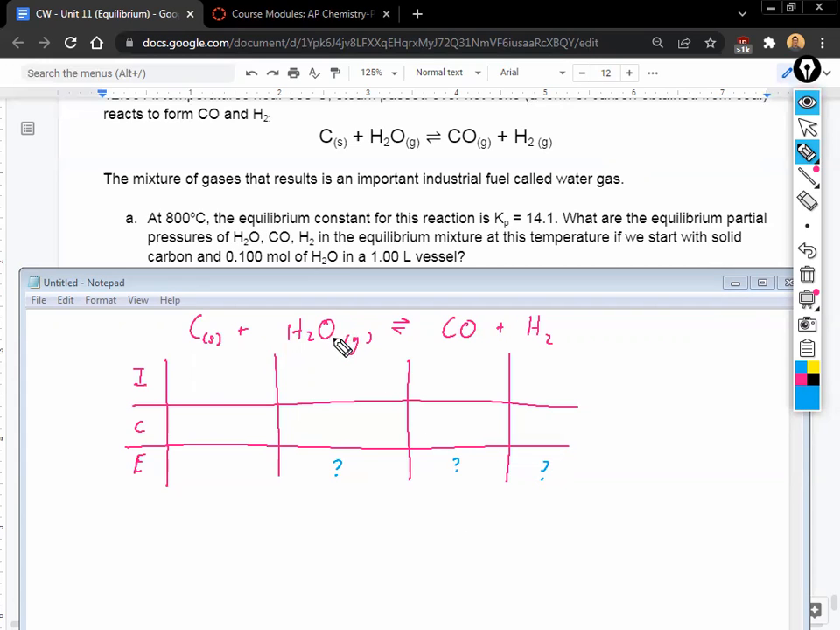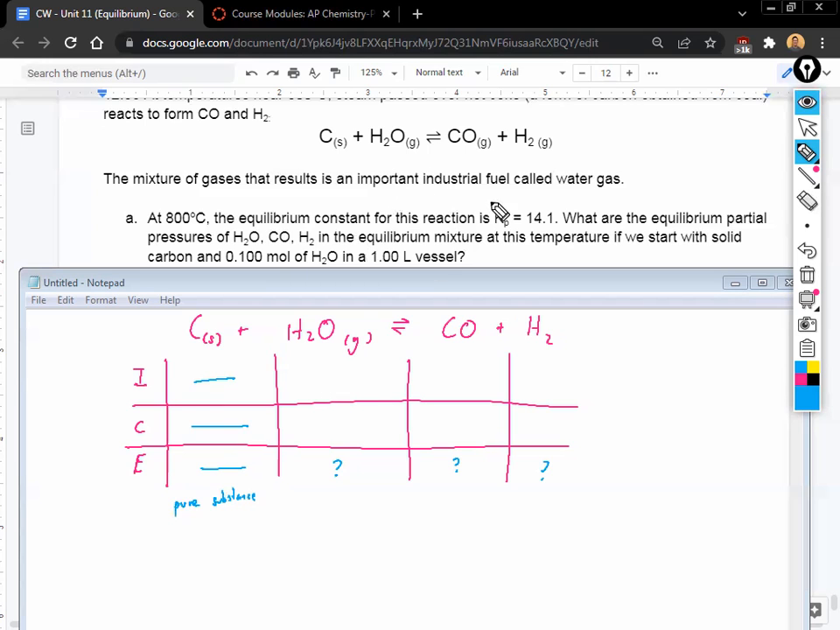Now, it tells us that we start with solid carbon. So what number should I put here for carbon? Nothing. Why do we have no number for carbon? It's a solid. Yeah, carbon is a pure substance, and so we don't include it in our ICE table. We don't include pure solids and pure liquids, which means the only value we need to put in is going to be H2O gas.